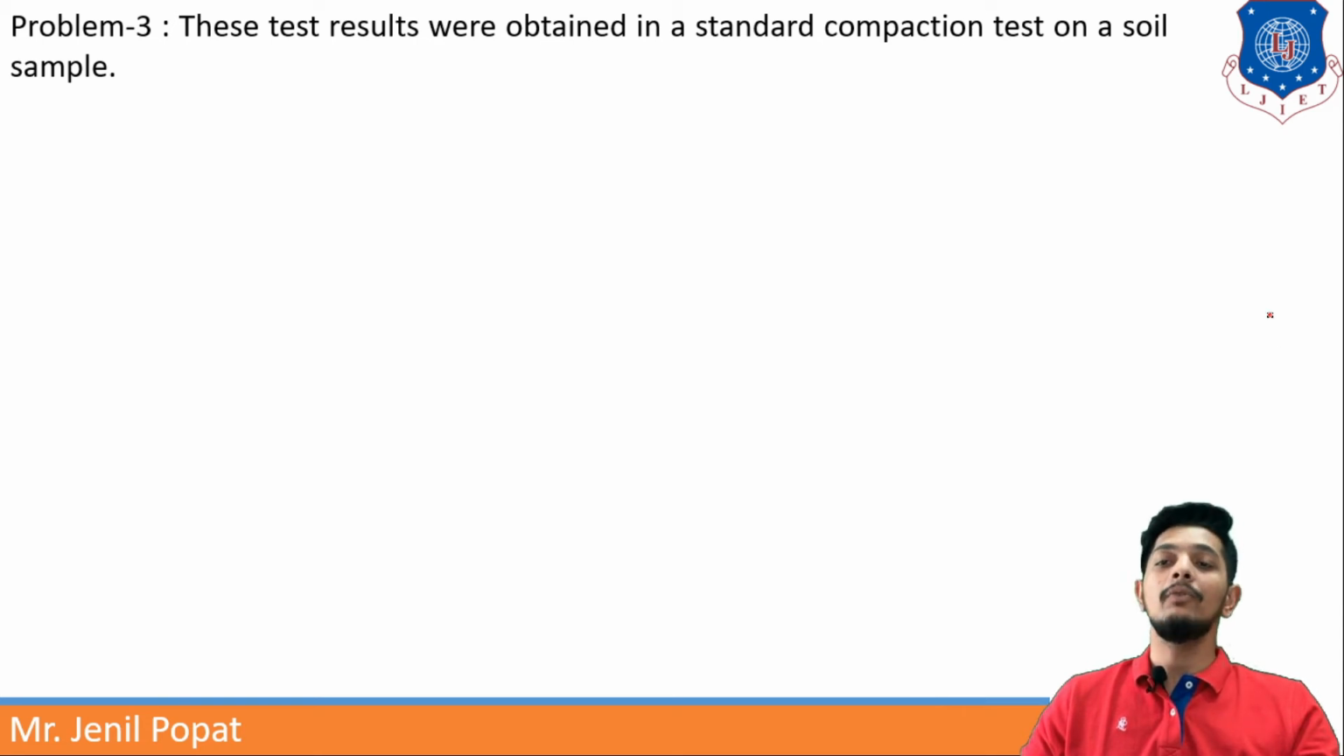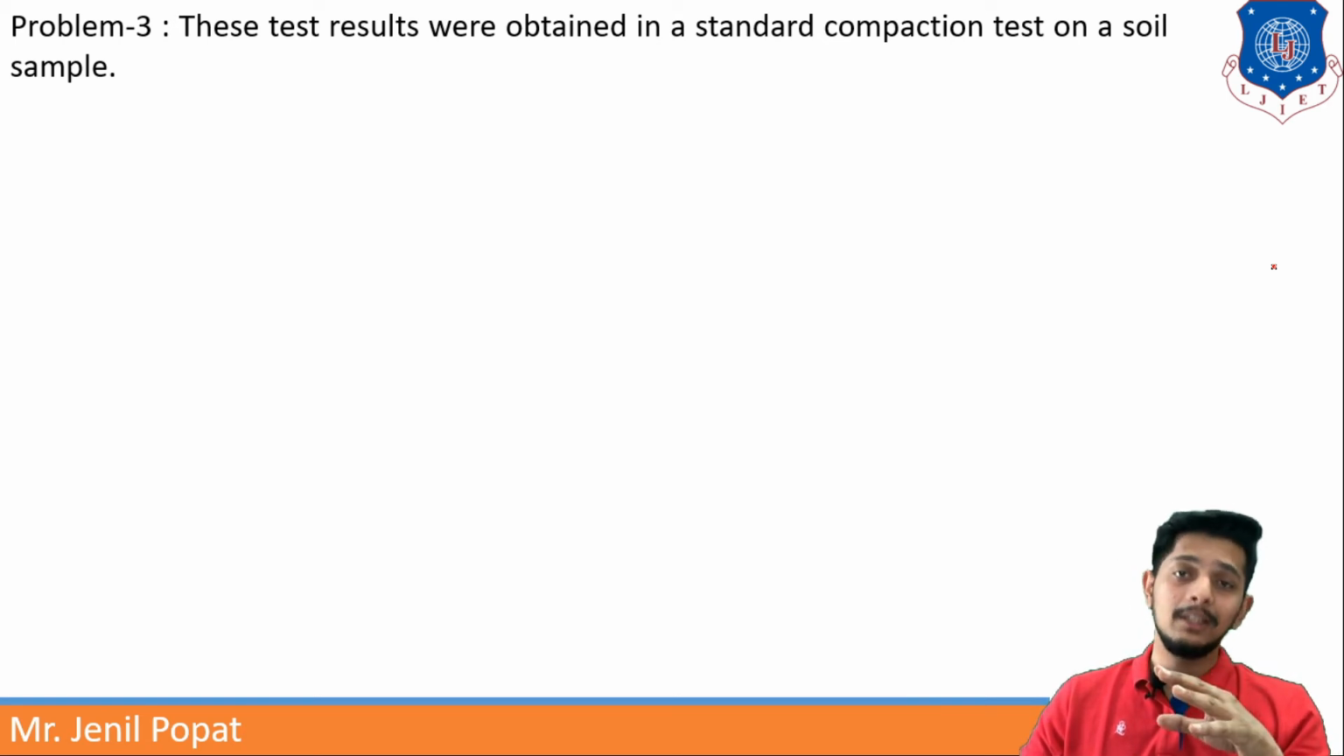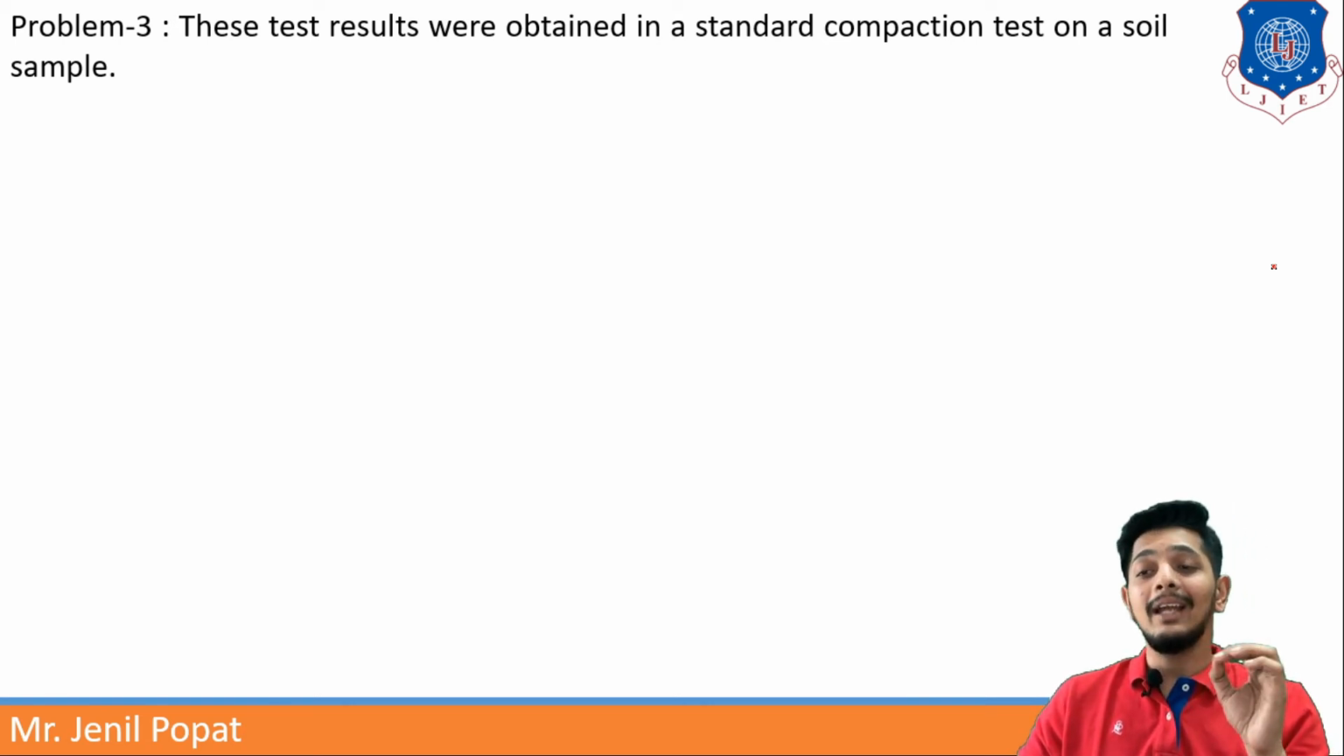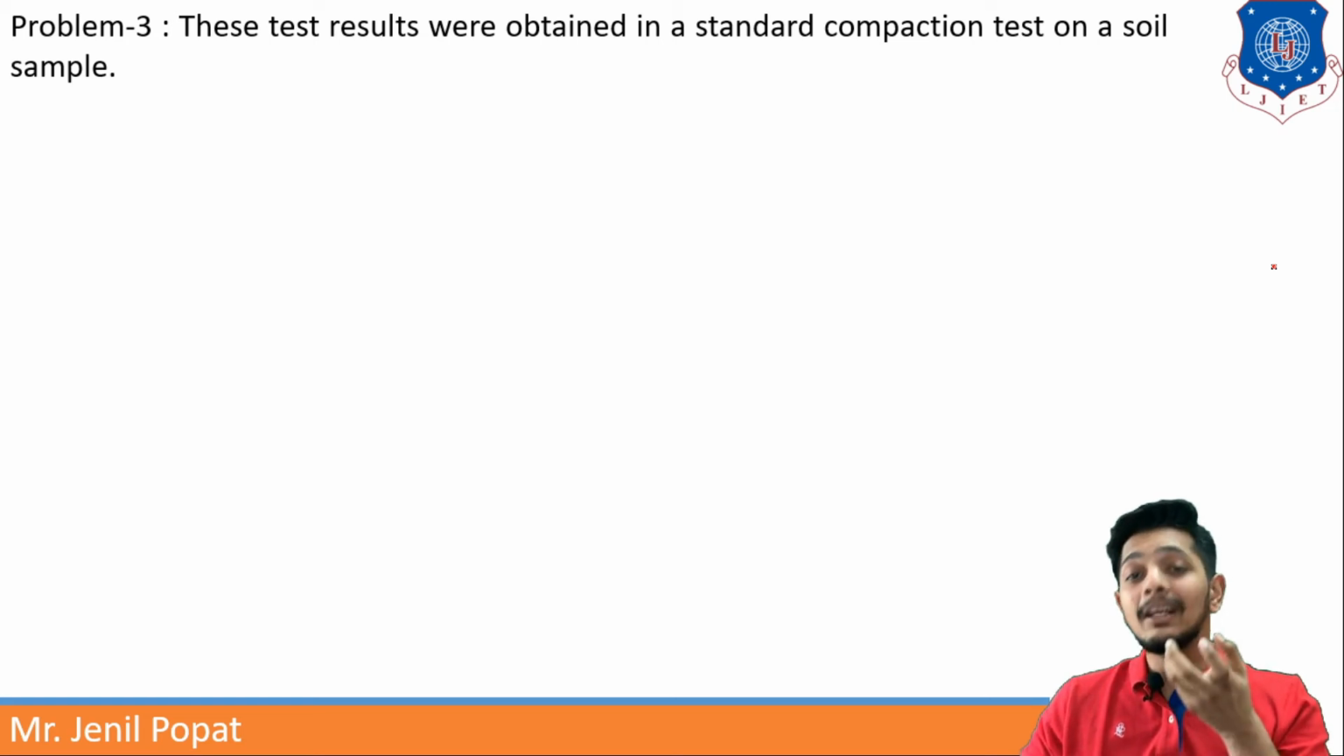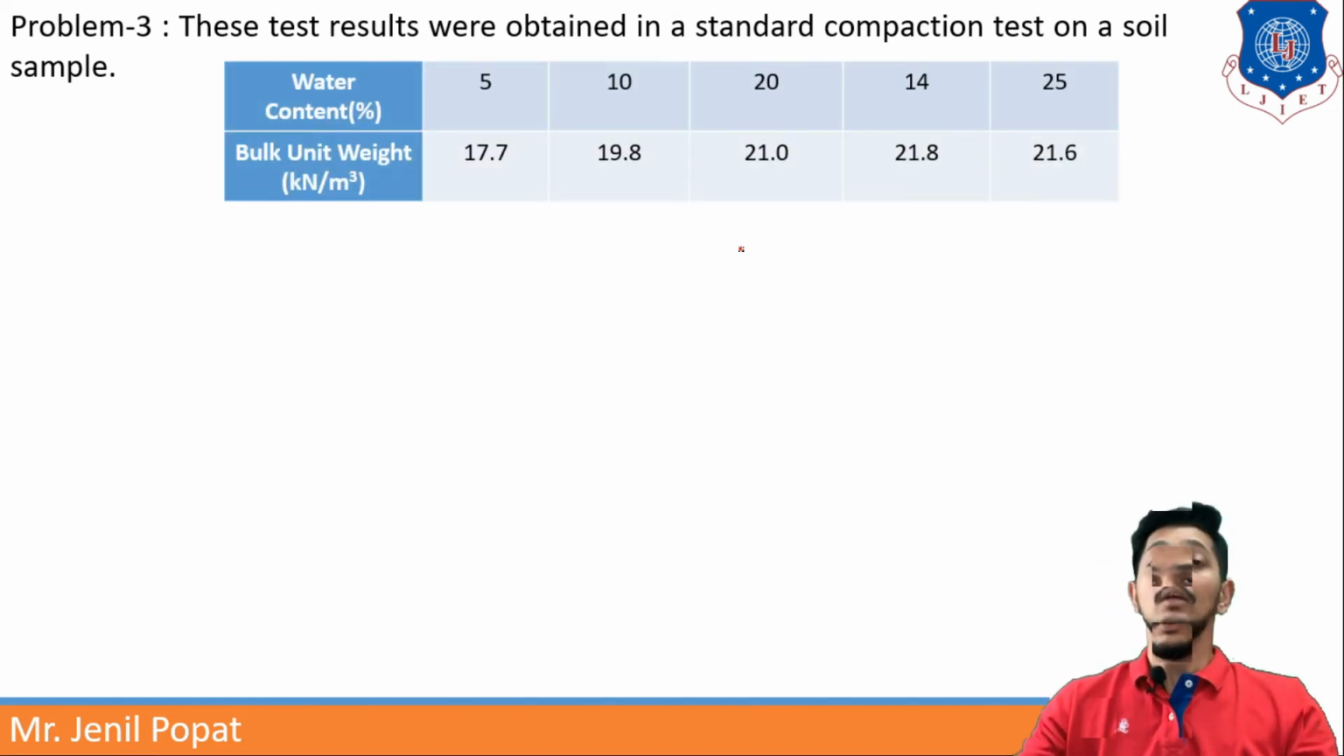These test results were obtained in a standard compaction test on a soil sample. Now, a standard compaction test is performed, and on that soil sample, some of the results are provided here. From those results, we need to find out something. In this table, we can see water content and bulk unit weight are provided. Water content 5%, then bulk unit weight is 17.7.